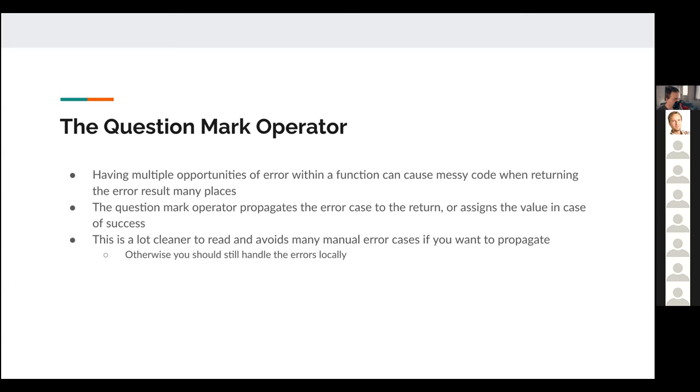So it saves you quite a few lines, especially if you're working with uniform error types, like the same standard IO errors. And it's a lot cleaner to read, and it avoids a lot of manual error cases that you just want to propagate anyway. But if you want to handle errors locally, then you don't use this. So this is only for sending errors up.